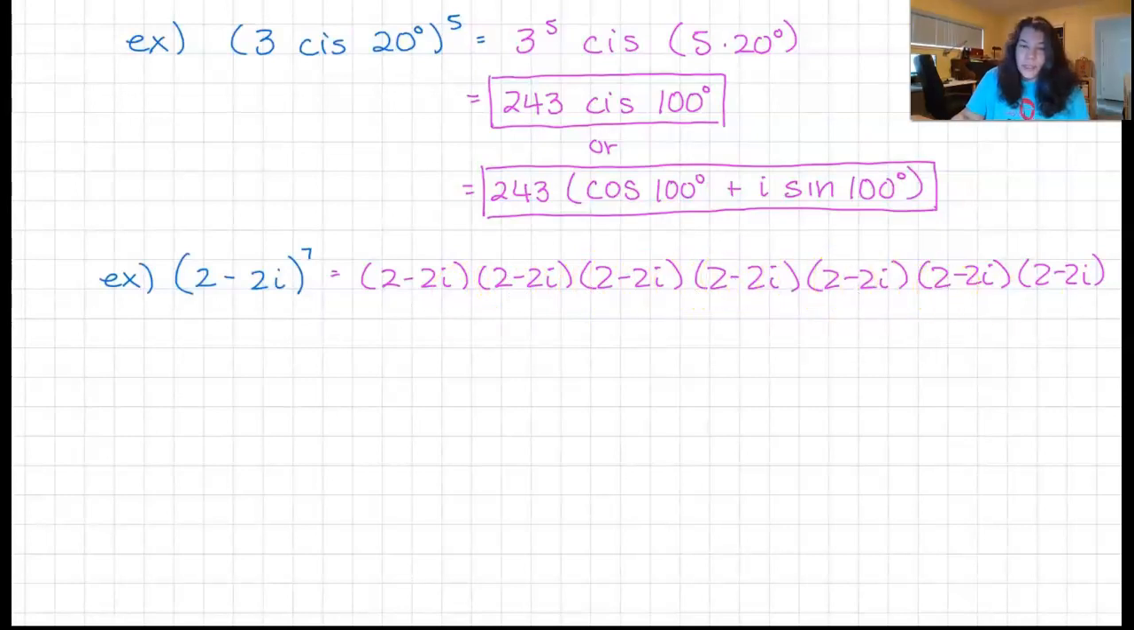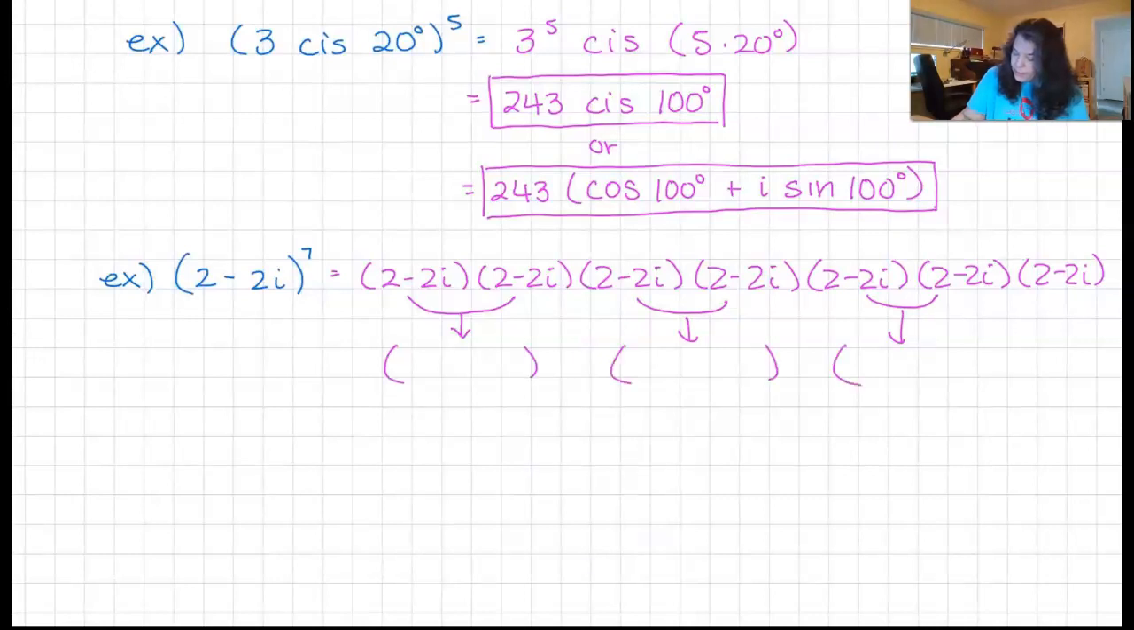So if we're going to do this in standard form, we would have to FOIL these two out. We could FOIL these, we could FOIL these. We get some a plus bi here, some a plus bi, some a plus bi. At least it'd be the same on all of them. Let's not forget that guy. But then we'd have to do it again, multiply those two. This would be a nightmare, wouldn't it? But thank goodness we have trig form. This is one of the reasons we've got it.